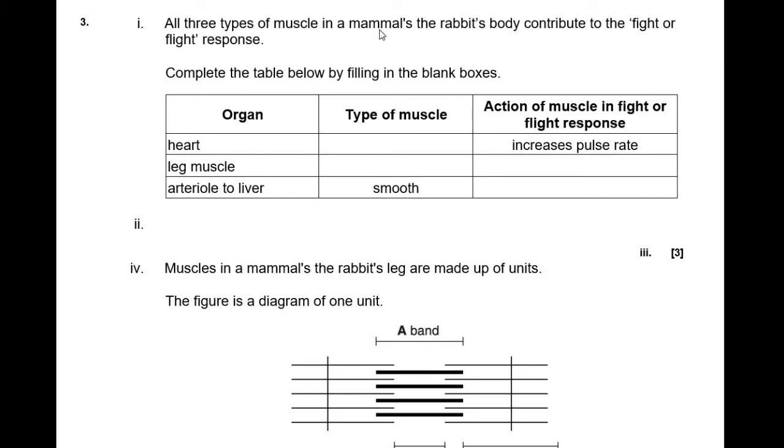So question 3: three types of muscle in a mammal, so we know mammalian muscle because we've studied that. A rabbit's body can contribute to the fight or flight response. Complete the table below by filling in the blank boxes. Pretty straightforward, smooth, skeletal or cardiac muscle in there. And then you need to apply: what's the action? How's that going to be useful in fight or flight, the survival response? Okay.